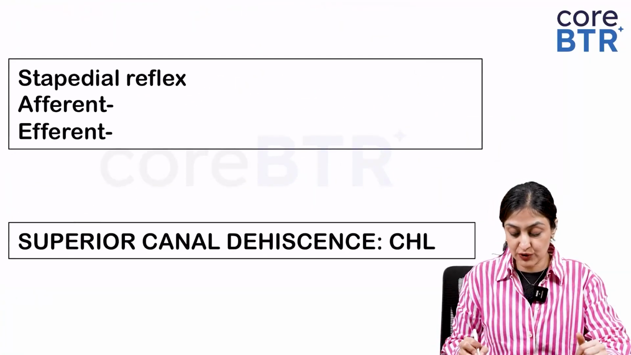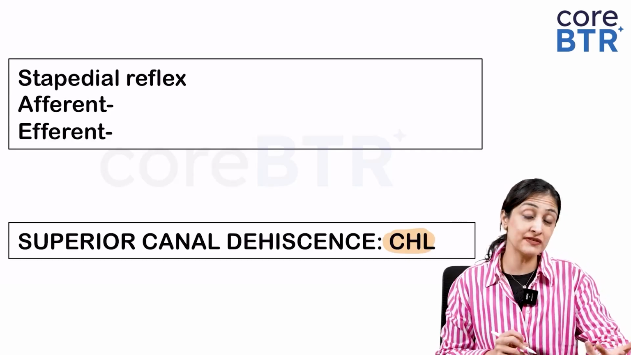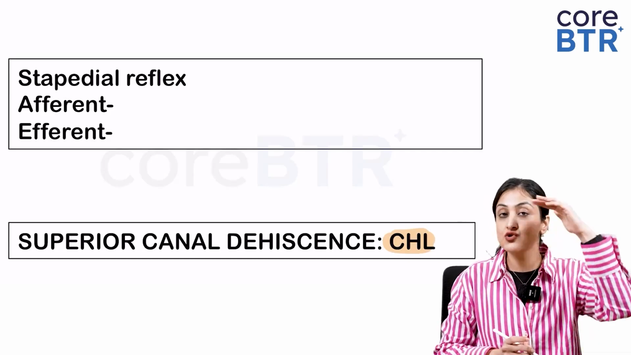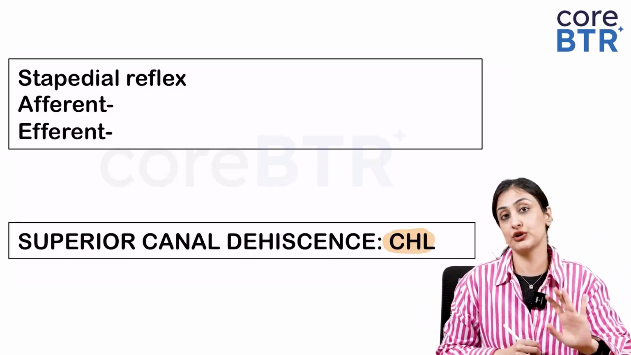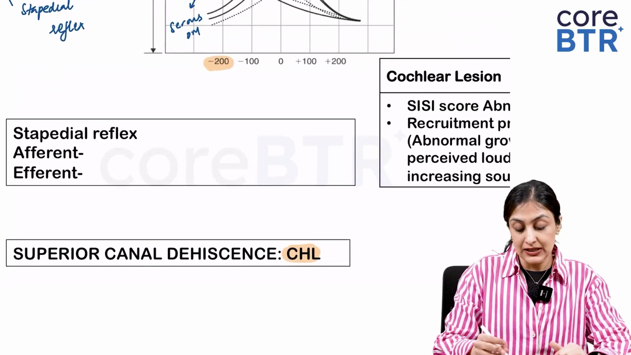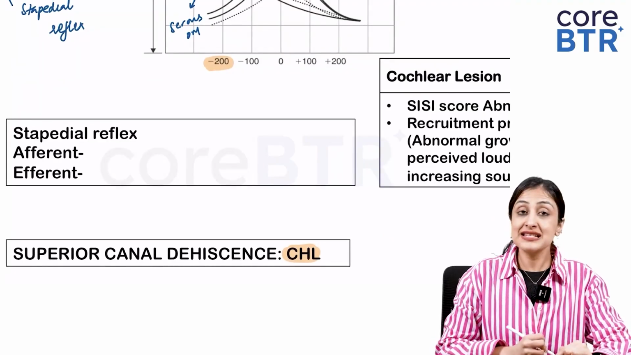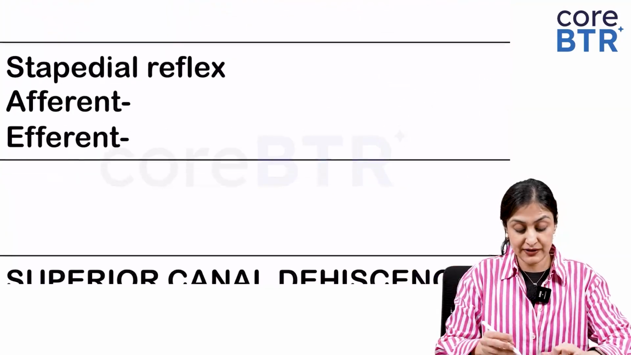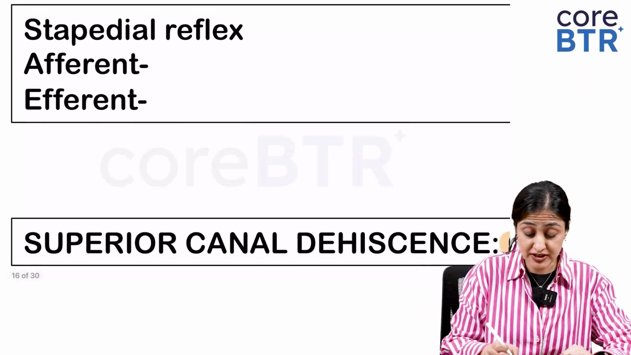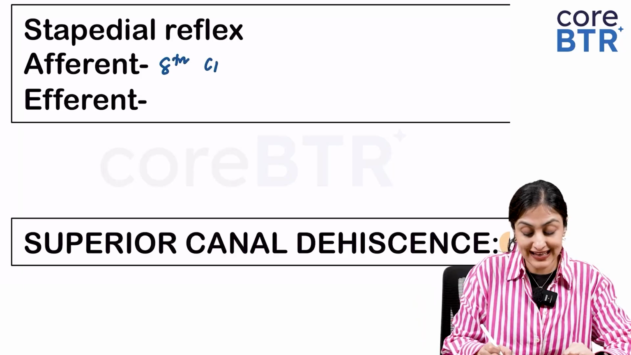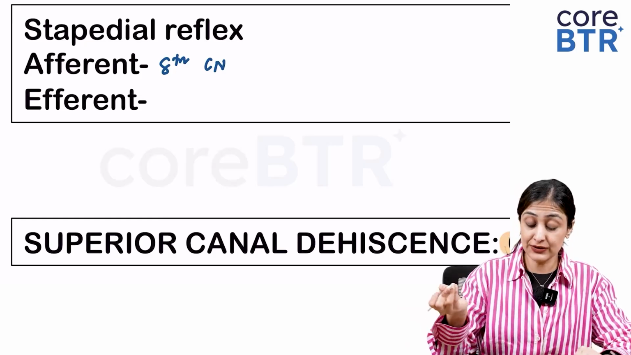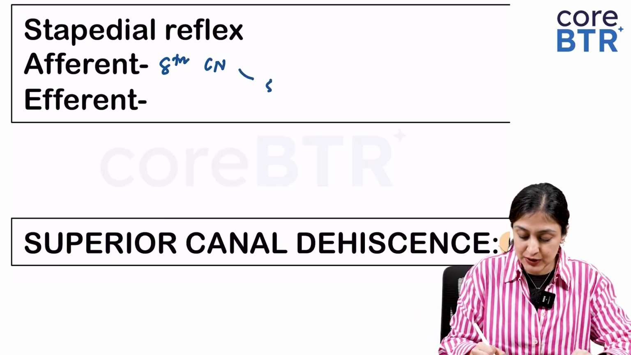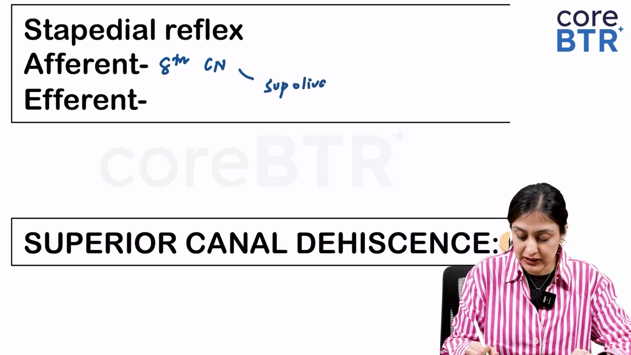One more cause you want to remember, which you will instinctively think is SNHL, but it's not. Superior canal dehiscence actually leads to conductive hearing loss. So do remember that. The other component was testing the stapedial reflex. So stapedial reflex, you know what happens? The afferent is the ipsilateral eighth cranial nerve, right? I'm just about to teach you the auditory pathway. I will tell you that there it goes to the superior olivary nucleus.